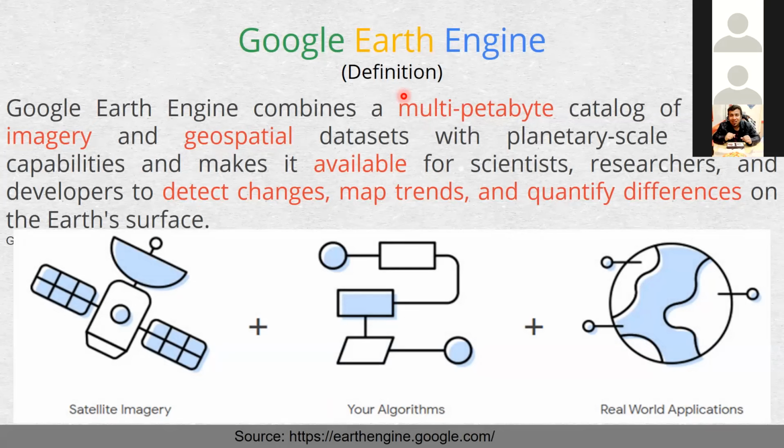So what is basically Google Earth Engine? Google Earth Engine combines a multi-petabyte catalog of satellite imageries and geospatial datasets with planetary scale analysis capabilities, and makes it available for scientists, researchers, and developers to detect changes, map trends, and quantify differences on the Earth's surface. So simply, what is Earth Engine? Earth Engine has satellite images. It has n number of satellite images, and mostly they are in the public domain. And it has n number of machine learning and some advanced algorithms, or you can apply your own algorithm, and you can combine these two things to get real world applications.